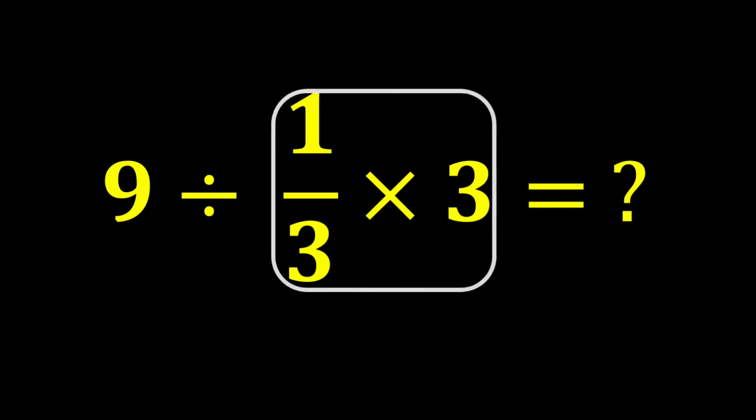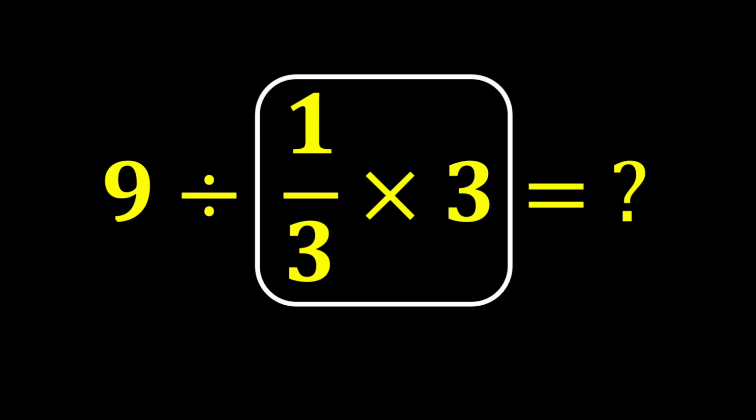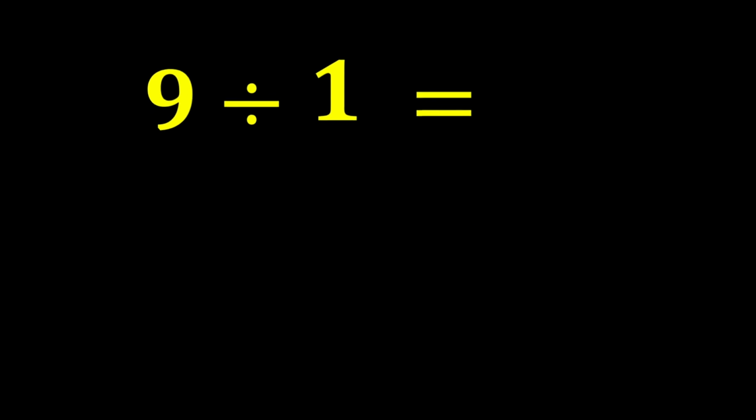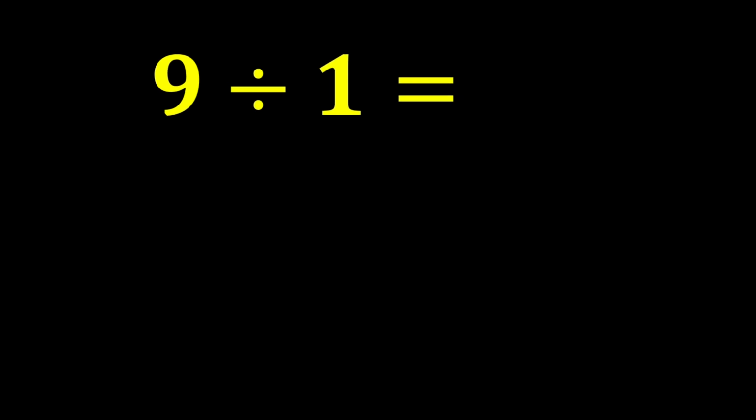First, we perform this multiplication, 1 over 3 times 3. This 3 and this 3 cancel each other out, and only 1 remains. In the end, 9 divided by 1 gives us 9.